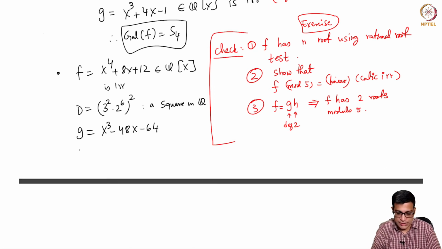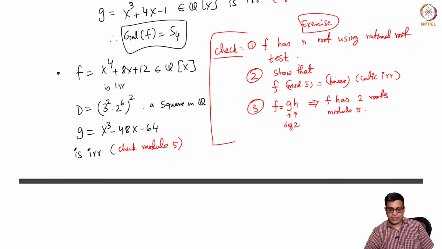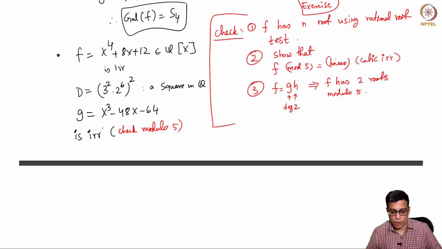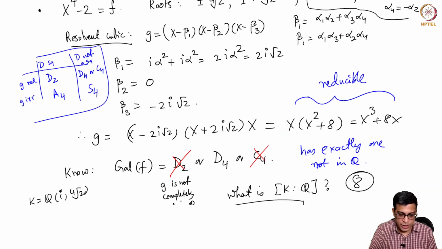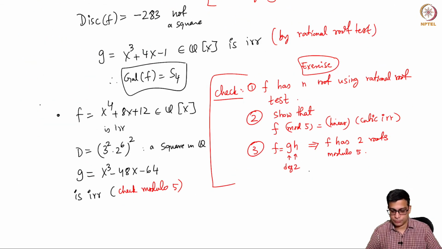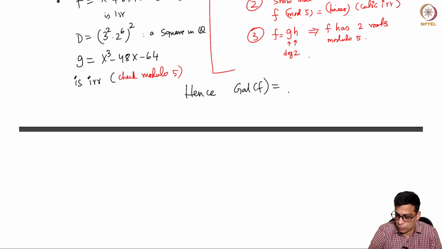and you can check that this is irreducible by going modulo, for example, 5. So you can either do the rational root test or directly check modulo 5, and you show that it has no root, so it is irreducible modulo 5. So this is irreducible in Q itself. So we are in this situation where the discriminant is a square but G is irreducible, and hence the Galois group of F is A4.